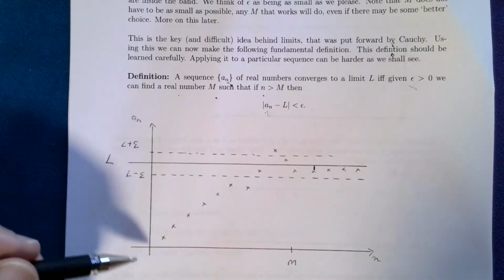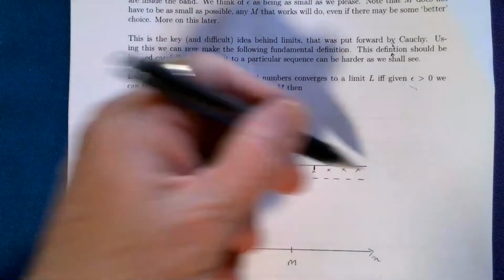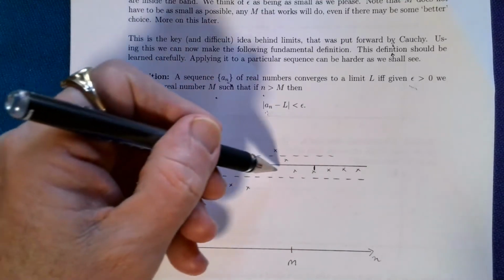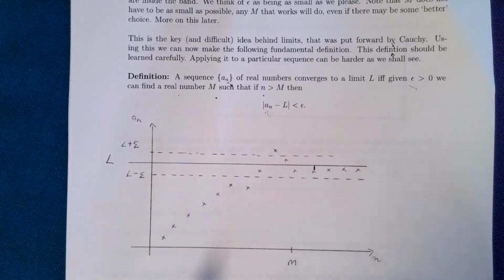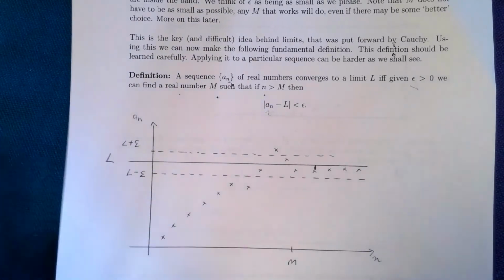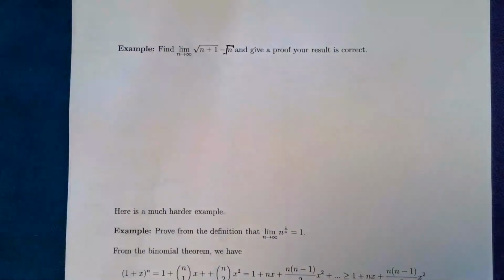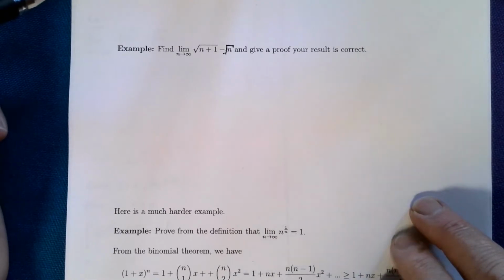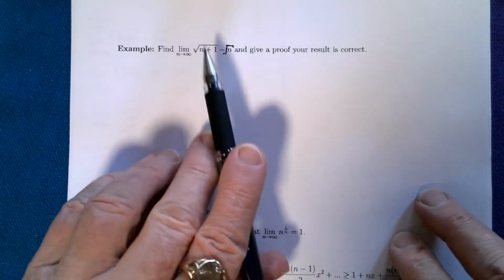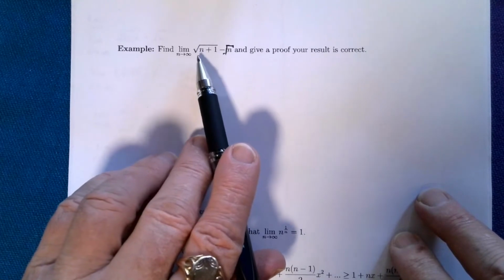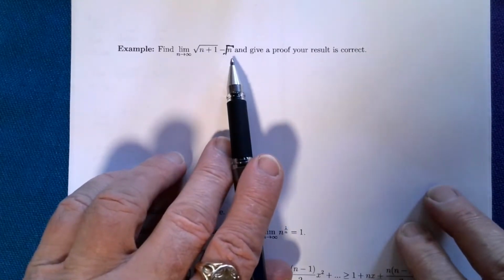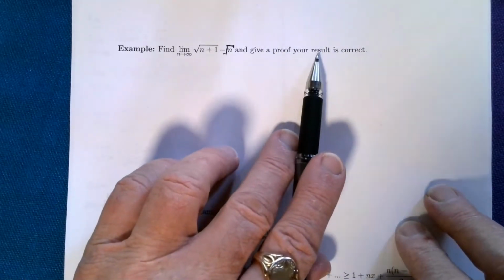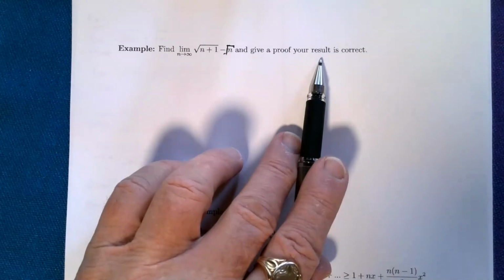And so geometrically, we were taking our limit, we're putting a little epsilon band each side, and then eventually the sequence moves inside the band and stays there forever. And that's the definition we're going to apply, and I did a couple of examples of that. I'm just going to do another example here, which follows on from something we did a bit earlier. We're going to find the limit as n goes to infinity of root n plus 1 minus root n, which we've done something like before, but this time we're going to give a proof that our result is correct using our epsilons and M's.